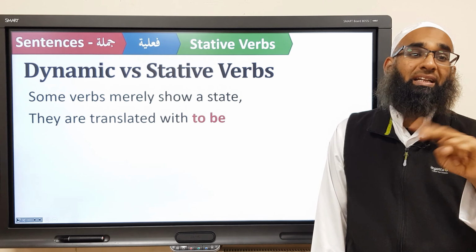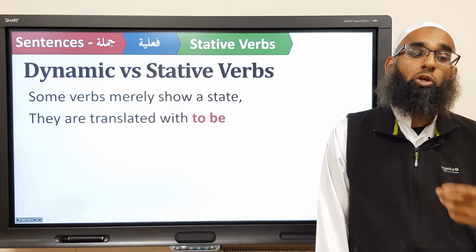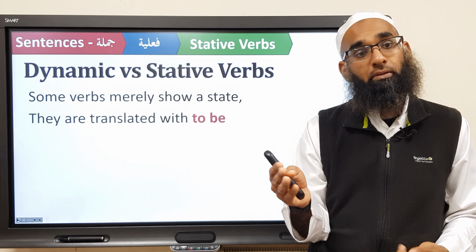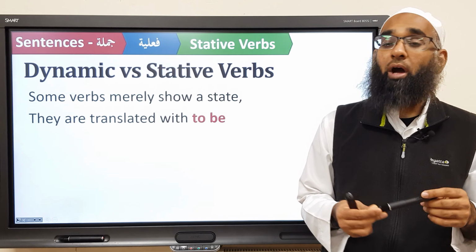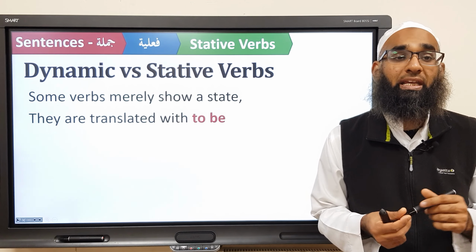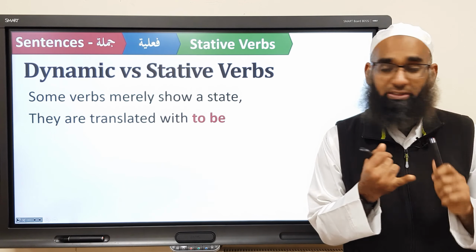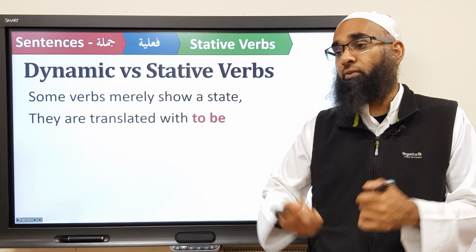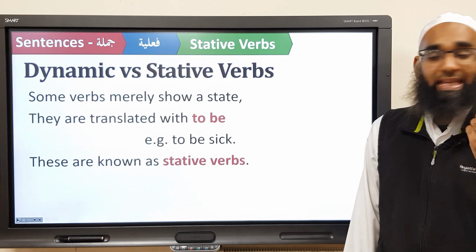So two types of verbs. Dynamic verbs. What do they show? Normal verbs that show an action taking place. And what's a stative verb? It shows a state. And how can you tell a stative verb? What does it have in the translation in English? To be. So dynamic verbs show an action taking place, and stative verbs show a state, a condition. And they're recognized because they have to be in the translation. To be sick. And they're called stative verbs.